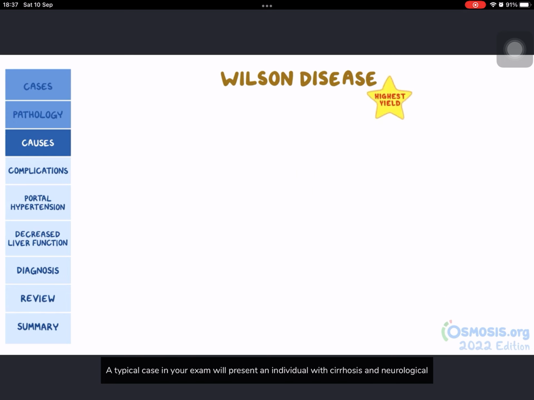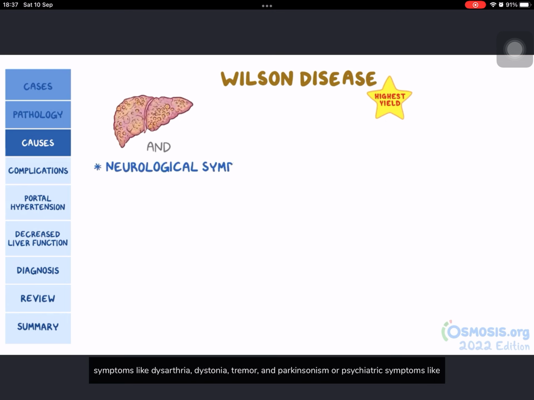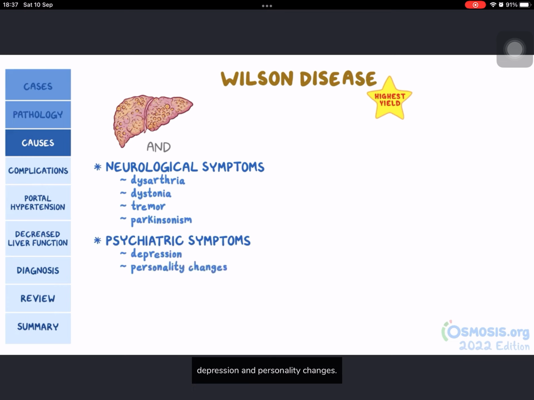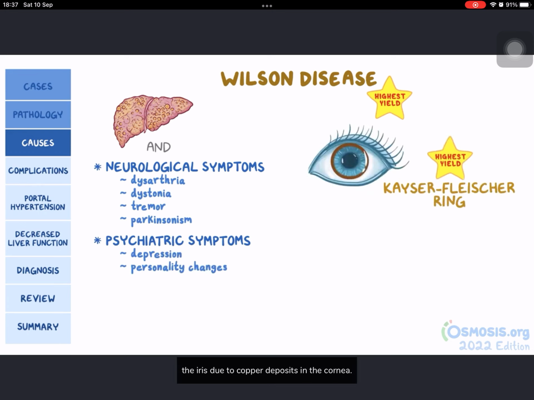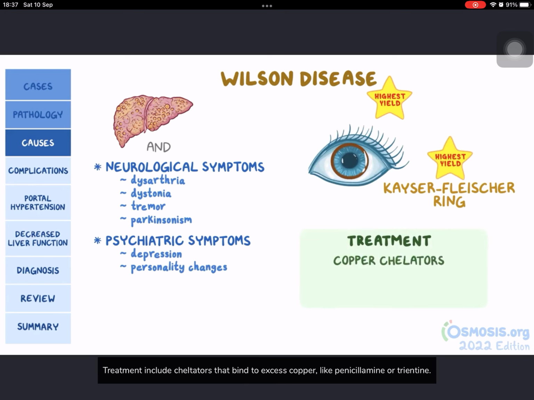A typical case in your exam will present an individual with cirrhosis and neurological symptoms like dysarthria, dystonia, tremor, and Parkinsonism, or psychiatric symptoms like depression and personality changes. And another high-yield finding is Kaiser-Fleischer ring, which is a dark ring around the iris due to copper deposits in the cornea. Treatment includes chelators that bind to excess copper, like penicillamine or trientine.